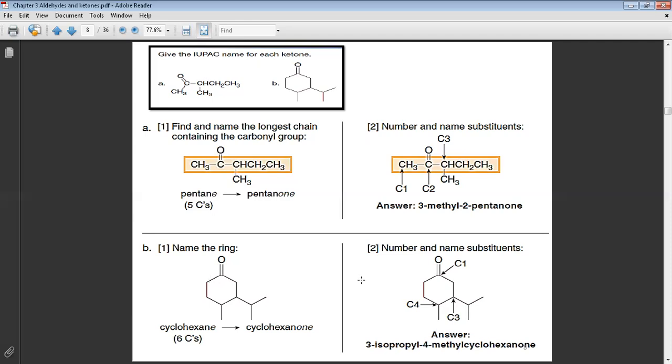Okay, now we have substituents here. We have this isopropyl, we have this methyl. That means 3 isopropyl, 4 methyl cyclohexanone. Yes, easy, yeah? Okay, is it clear? No question?